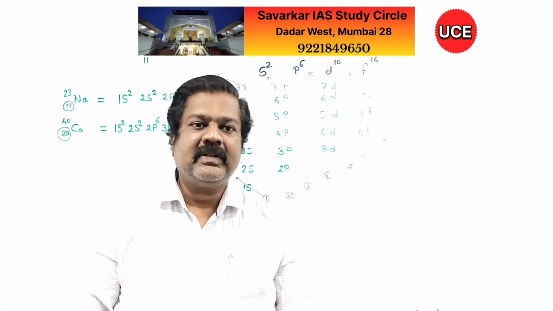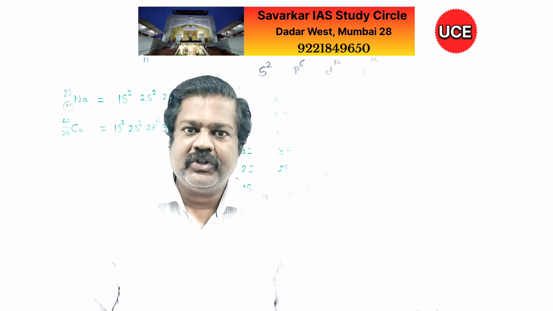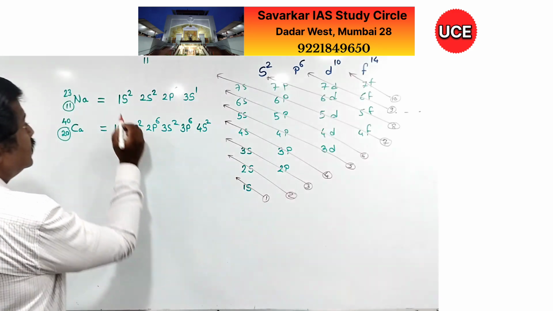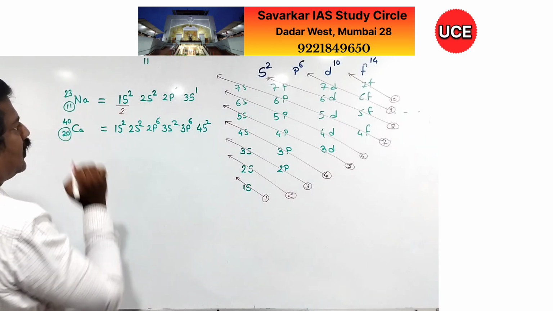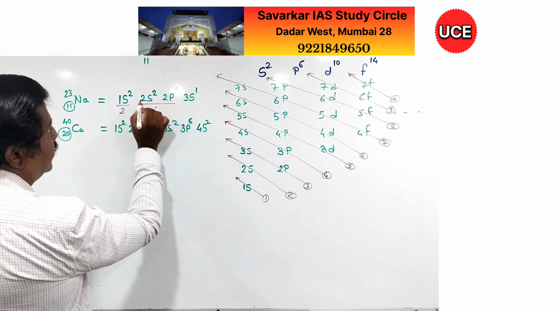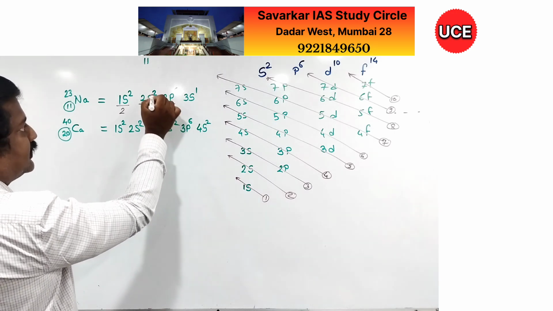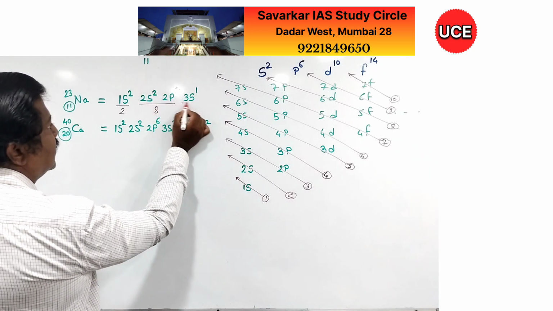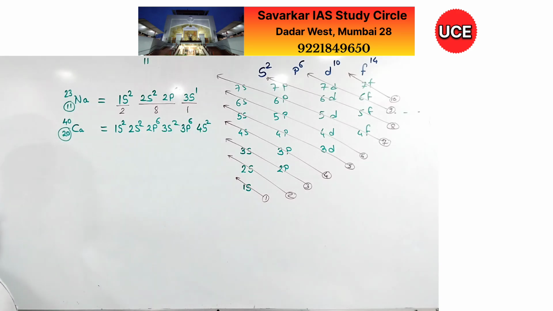Answer is definitely yes. You are aware the sodium configuration is 2, 8, 1. Let us check. First shell, only 2 electrons are there. Second shell, 2 plus 6, 8 electrons are there. And the last shell, only the third shell, is the last, 1. So the electronic configuration is according to the previous one, 2, 8, 1.